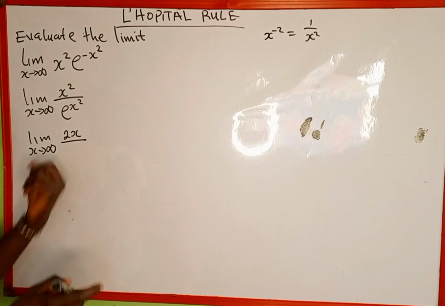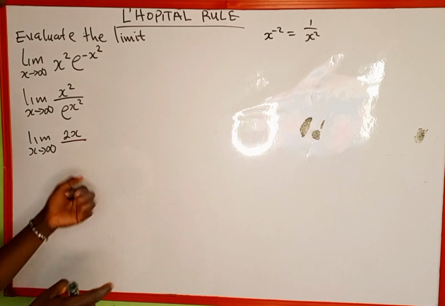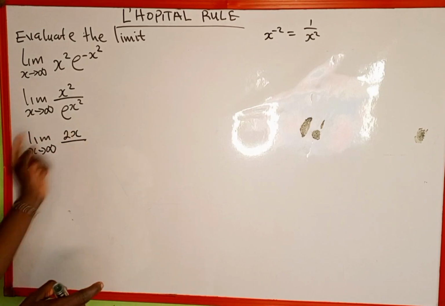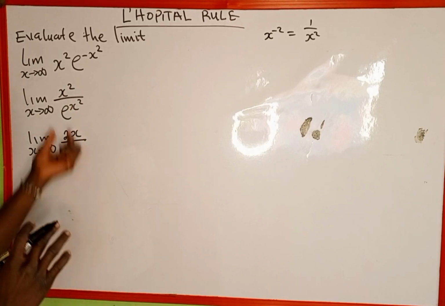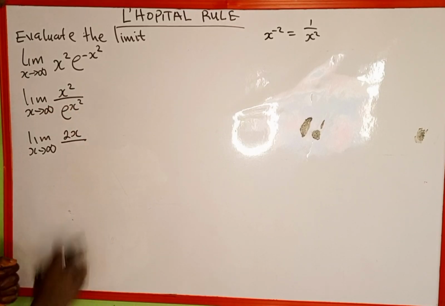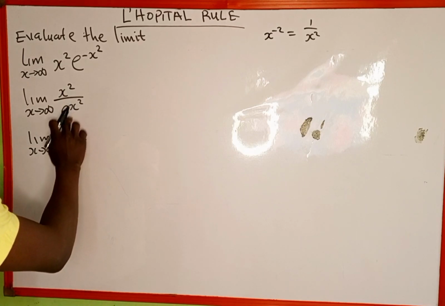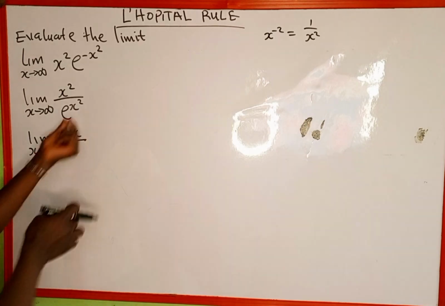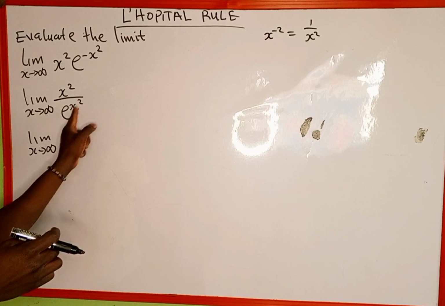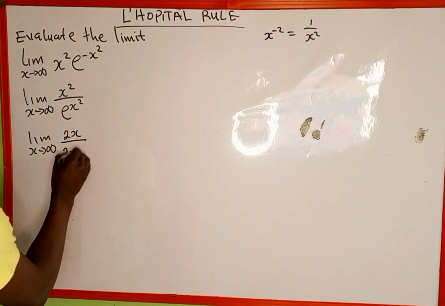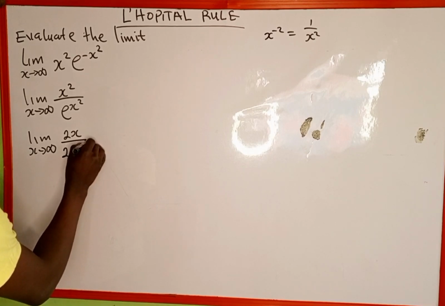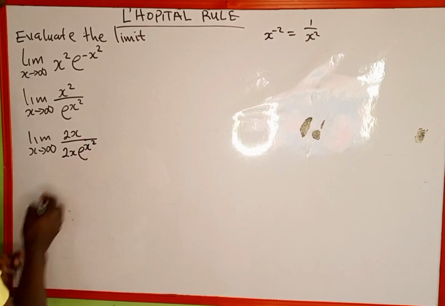The derivative of any exponential function is the same as the function itself multiplied by the derivative of the exponent. This is just a simple trick to differentiate an exponential function. So the function itself is e to the x squared, and the derivative of the exponent, the derivative of x squared, is the same as 2x. So this is going to be 2x multiplied by the function itself, e to the power of x squared.